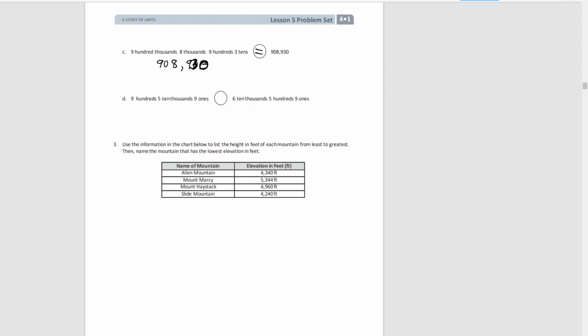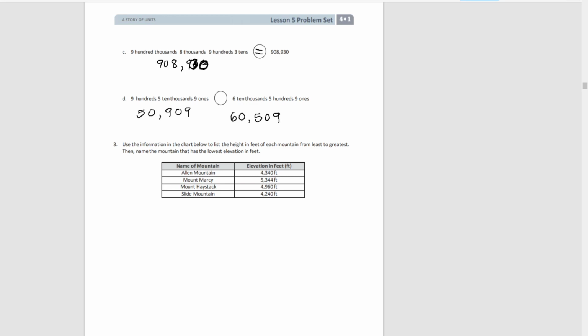Now in this one, be careful because the units are not in order. It's 900s, not 900,000s, it's 900s, 5 10,000s, and 5 ones. So if we were going to write this in standard form, we'd have 5 10,000s, no thousands, 900s, and 9 ones. Then we have 6 10,000s, no thousands, 500s, and 9 ones.